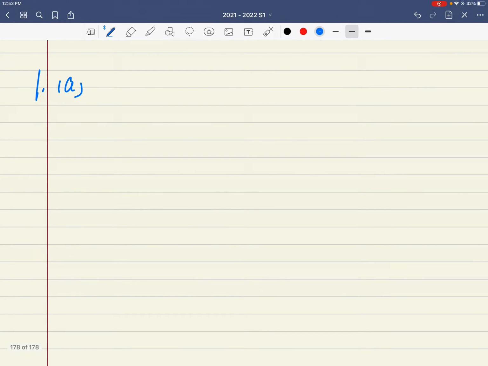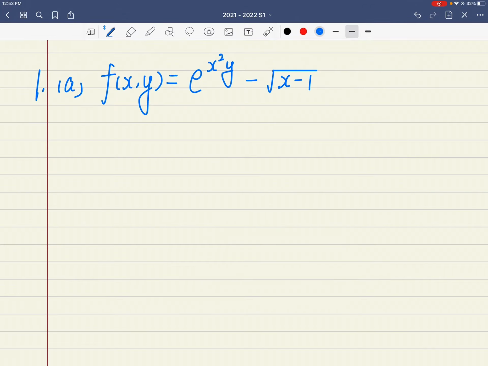Okay, question 1. So what's the partial derivative? Now the function has two input variables, x and y. So you can change both variables and then the function's value will change. The idea of the partial derivative is that if you fix other variables and only change one variable, then how will the value of the function change?